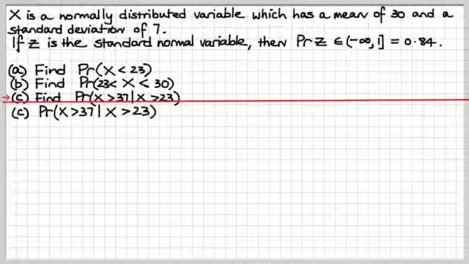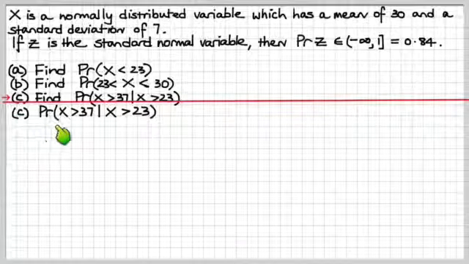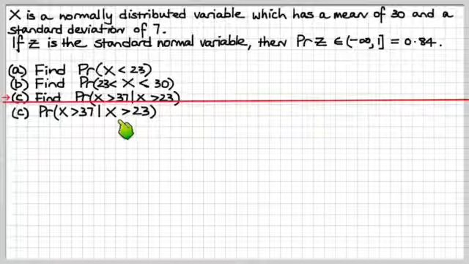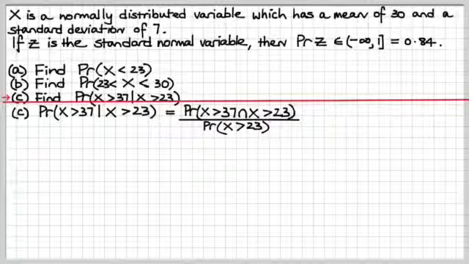Now, in Part C, we've got to find the probability that x is greater than 37, given that we know that x is greater than 23. Now, let's use our multiplication formula for probability to work out what that really means. And that's what it means. It's the probability that x is greater than 37 and x is greater than 23 over the probability that x is greater than 23. Now, as far as this numerator is concerned here, guys, can you work that out?